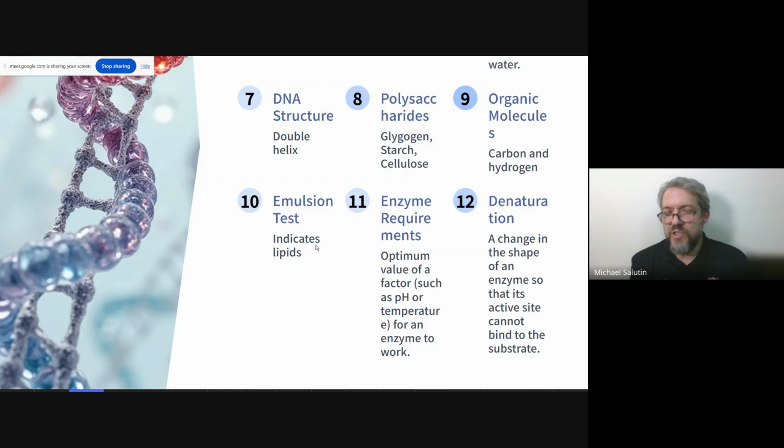So this is a change in the shape of an enzyme so that the active site cannot bind to the substrate anymore, the substrate being the substance that it reacts with, that it binds with in order to create new products, basically. So the enzyme requirements, the optimum value, meaning the best value that it works in, is necessary to prevent this denaturation so that the enzyme can work.